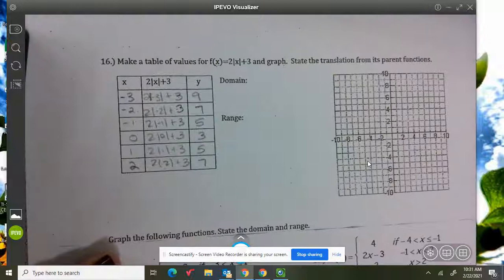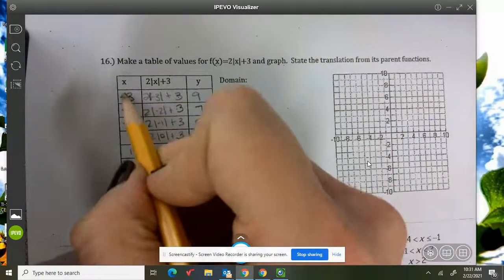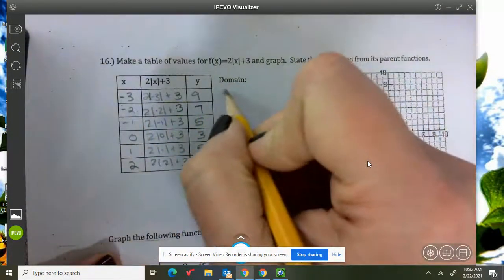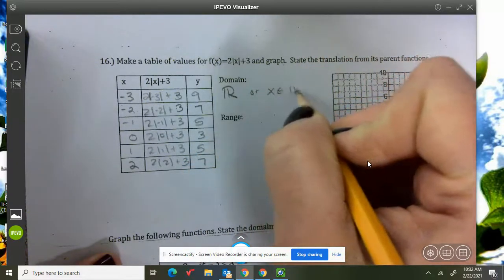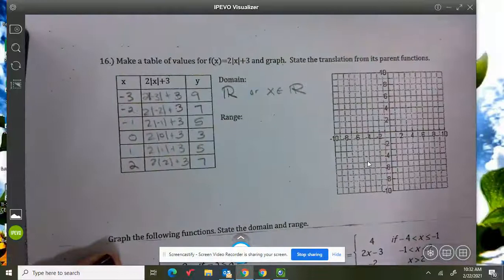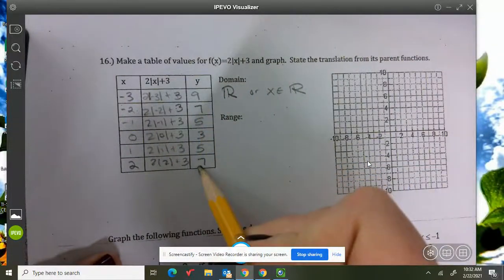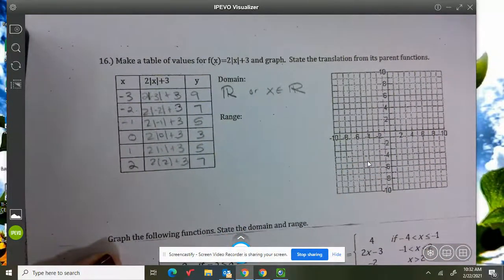And I'll have a V shape. So I was allowed to put any number in. So my domain is all real numbers, or you could say X is an element of all the real numbers. And then your range, not everything came out. Let's take a better look.